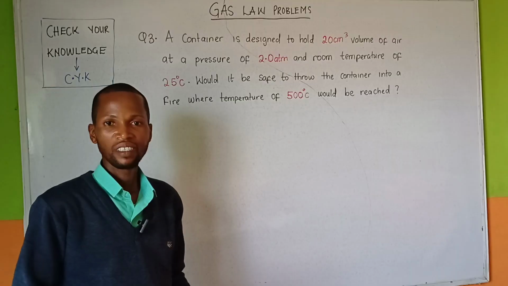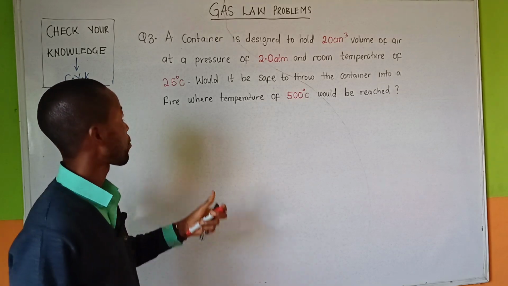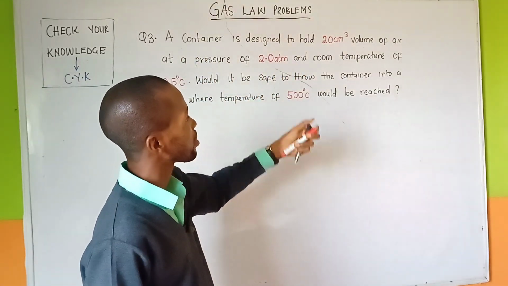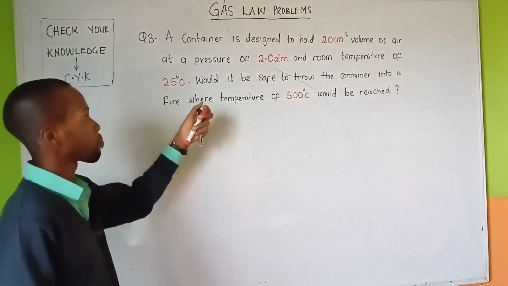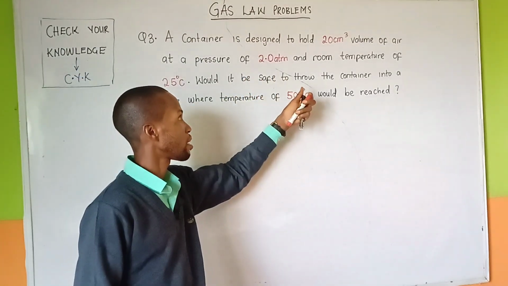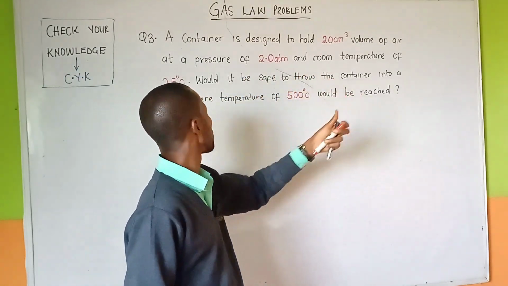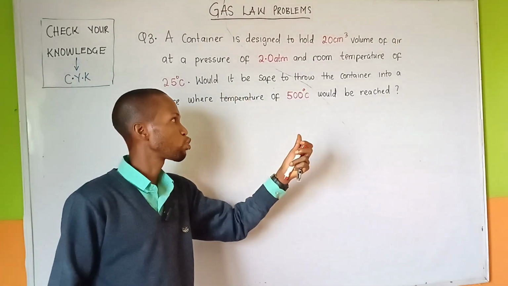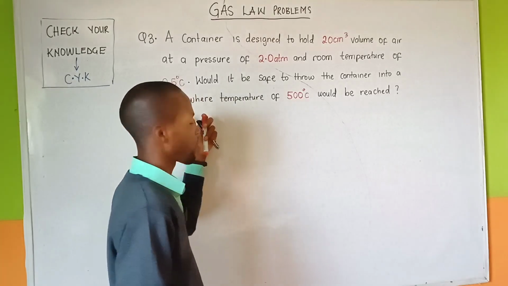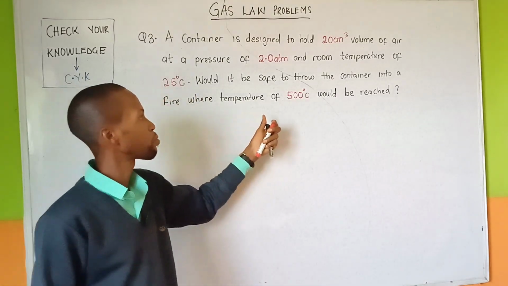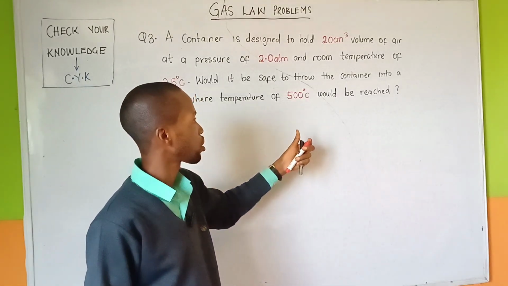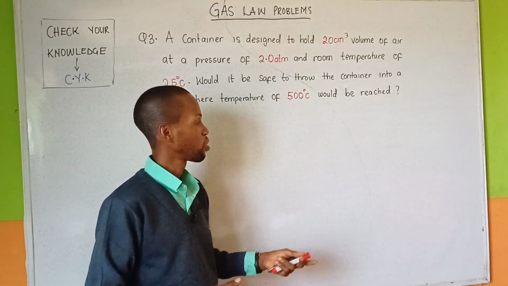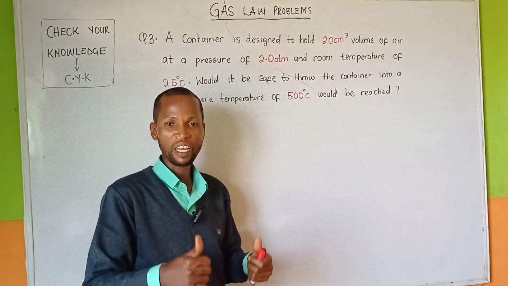Make sense? Still on gas law problem, we have another question. A container is designed to hold 20 cm³ volume of air at a pressure of 2.0 atm and room temperature of 25 degrees Celsius. Would it be safe to throw the container into a fire where temperature of 500 degrees Celsius would be reached? I would like you to go through the question while you pause the video and let me have your answer.